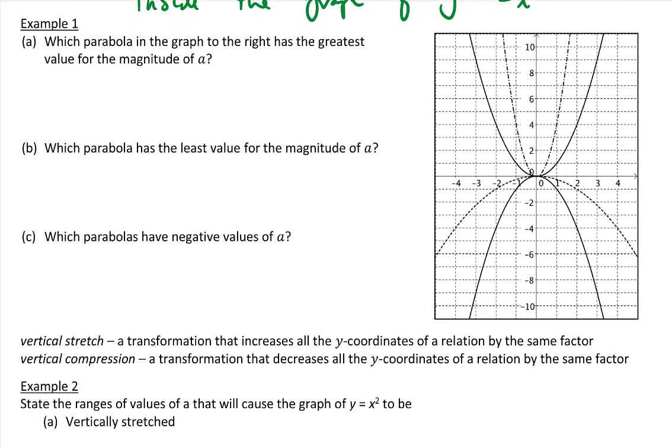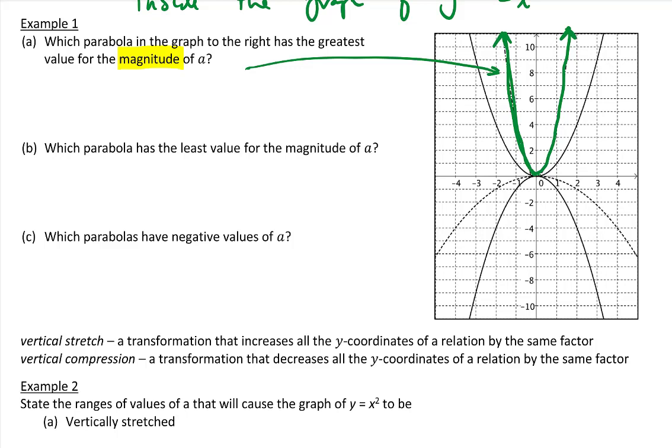Example 1. Which parabola in the graph to the right has the greatest value for the magnitude of a? So magnitude means the number furthest away from 0, whether it be positive or negative. And looking at these graphs, you're going to look for the graph that looks the most stretched, or if you want, the narrowest graph, and that would be this one right here. So this graph here in green would have the greatest magnitude of a.